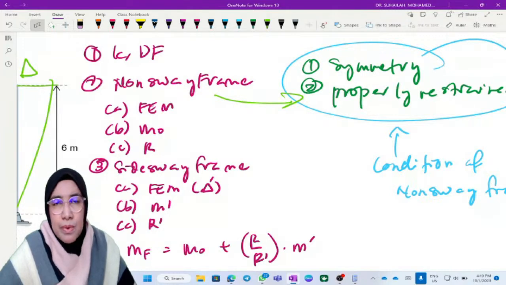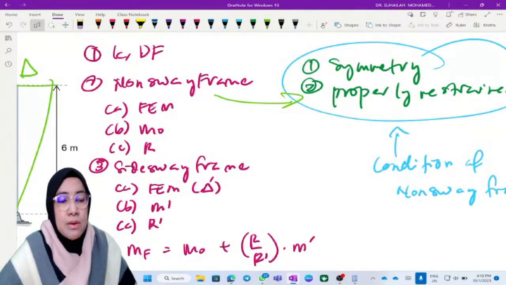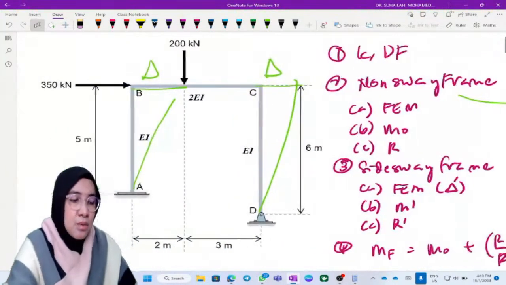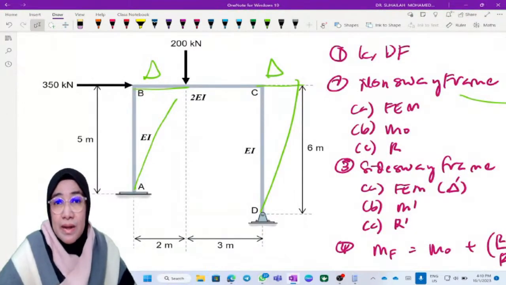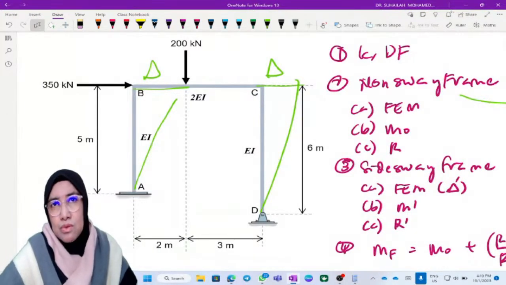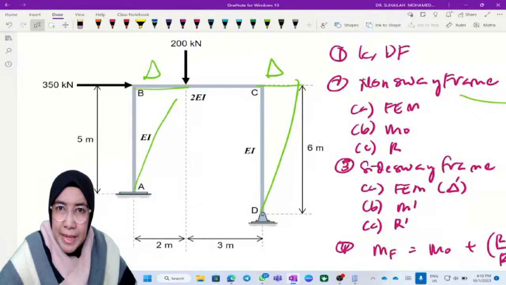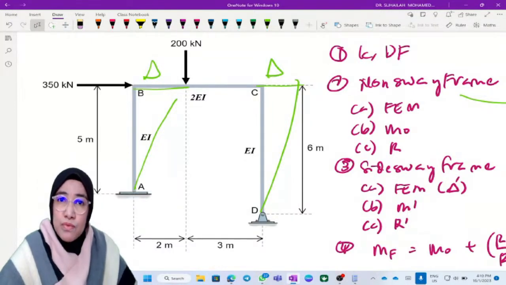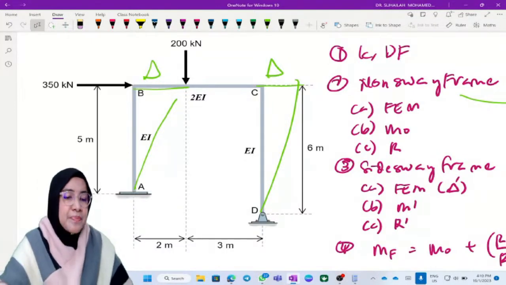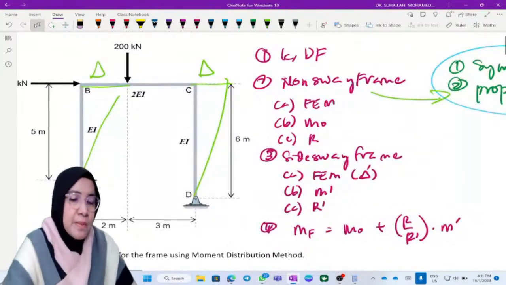Imaginary support at C, so that the frame cannot move to the right direction. This is a case where the frame tends to sway to the right. If the frame tends to sway to the left direction, then we have to put an artificial support at B, so that the frame cannot move to the left. So, non-sway frame and then side sway frame.